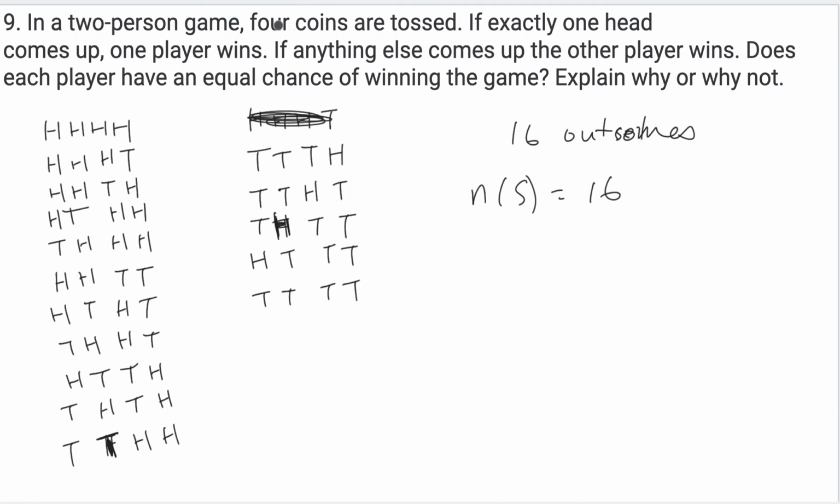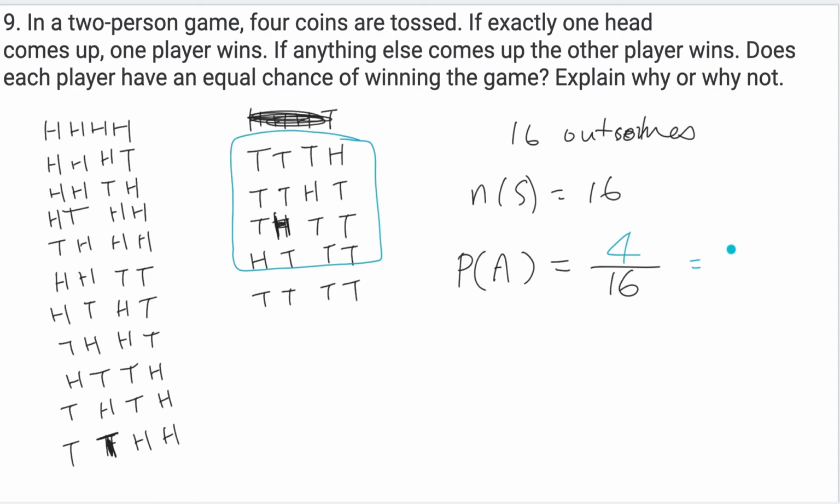Now we are considering only exactly one head comes up, one player wins. So let's say the probability of one player, let's say A, to win is when there's only one head comes up. Out of 16, only one head comes up. Let's circle that. Only one head comes up in these four outcomes, right? So there are 4 out of 16. Then the probability of exactly one head coming up is 1/4.